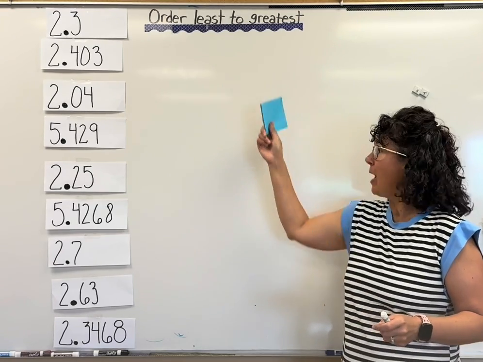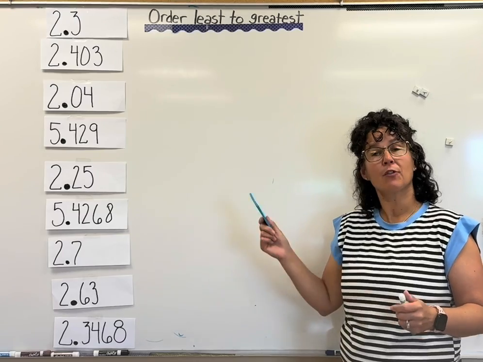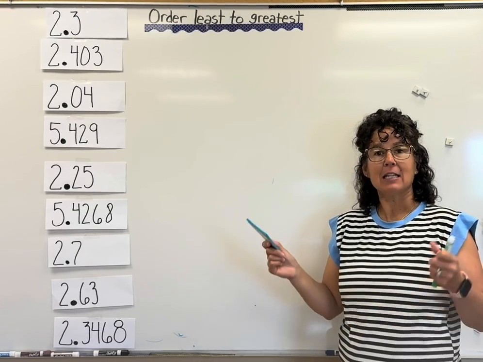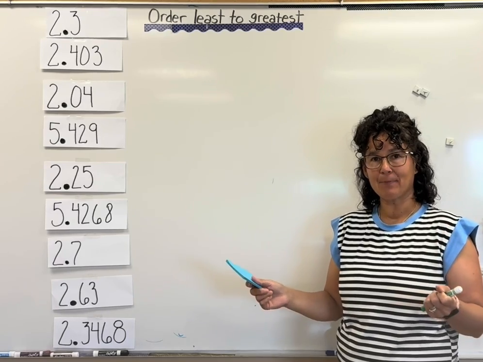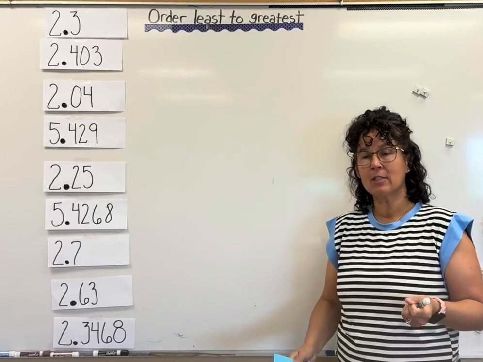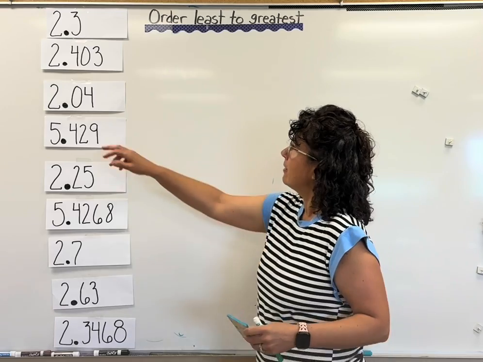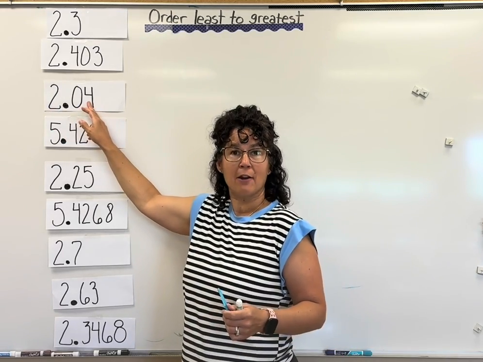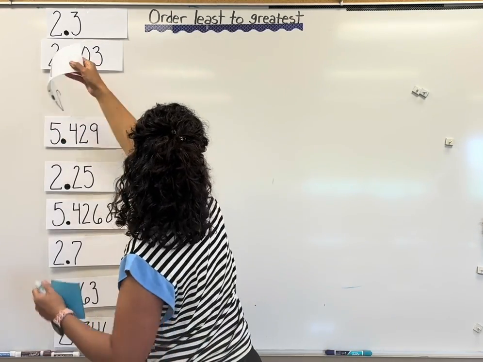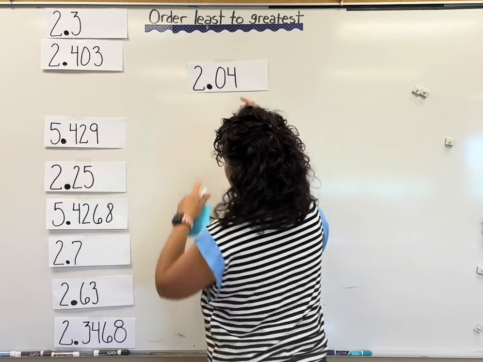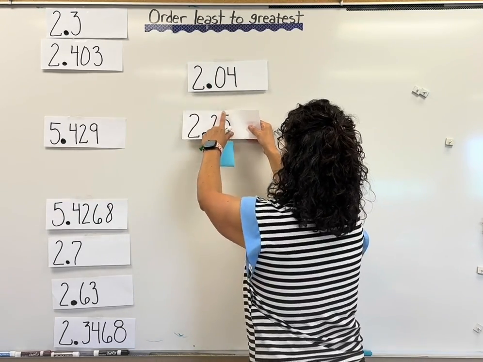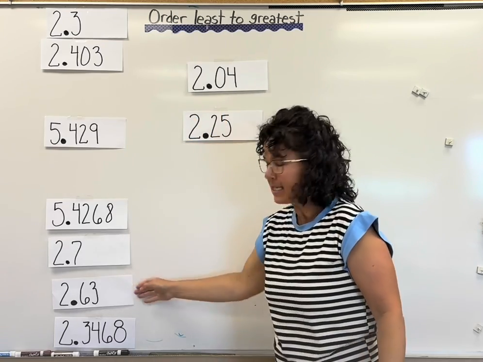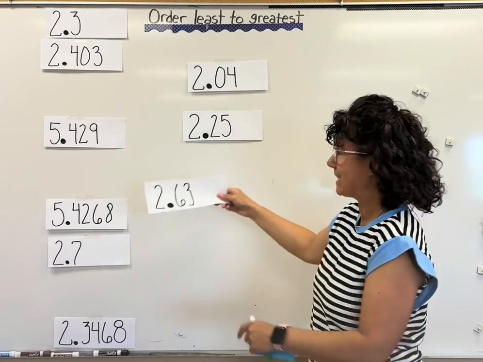I'm going to show you how to order these decimals from least to greatest. Let's start with something we know. We feel comfortable with money. So looking at the numbers that look like money, this one here is $2.04. So let's move that one over here. This one is $2.25. And this one is $2.63.